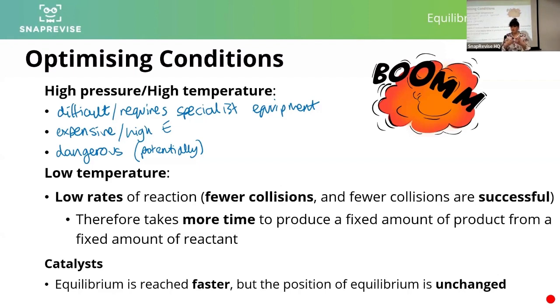So it is useful to have catalysts, but not if you're trying to increase the overall yield of a product, or you're trying to push the position of equilibrium in one direction, because it'll change both by the same amount. So you get no overall change.